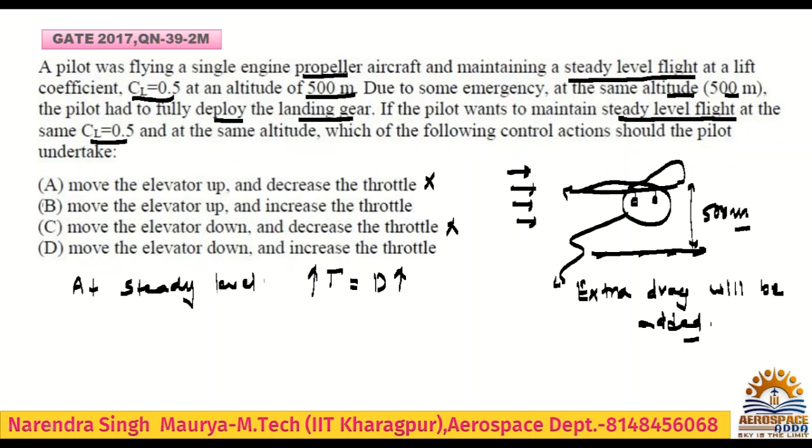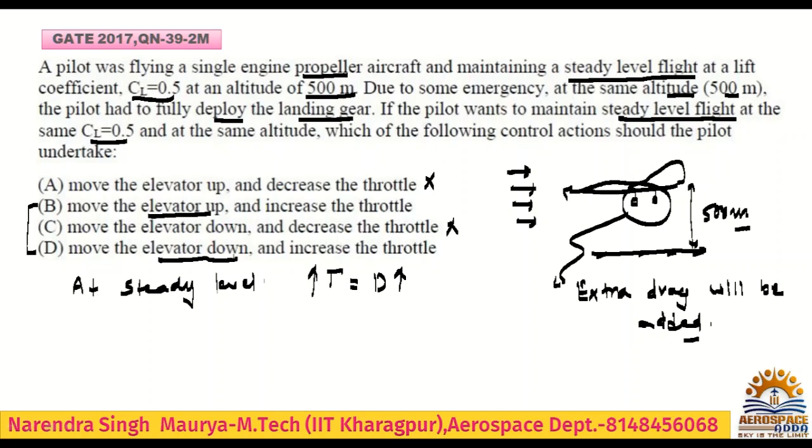What options do you have? You have B and D. So hope you all understand why decreasing the thrust is not a correct statement. Now it is clear that thrust you have to increase, so throttle will increase. That is one point, it is clear. Now the other thing is elevator up or elevator down.